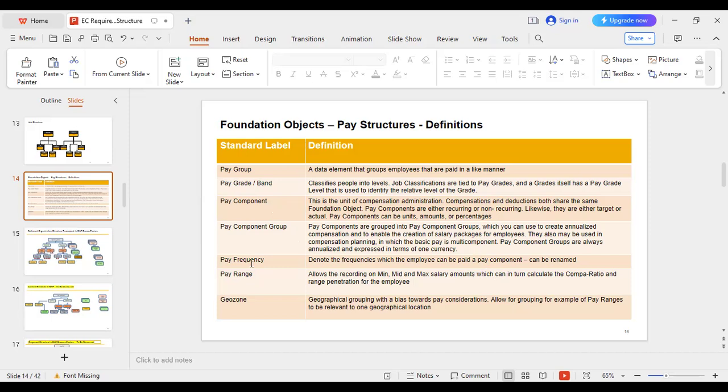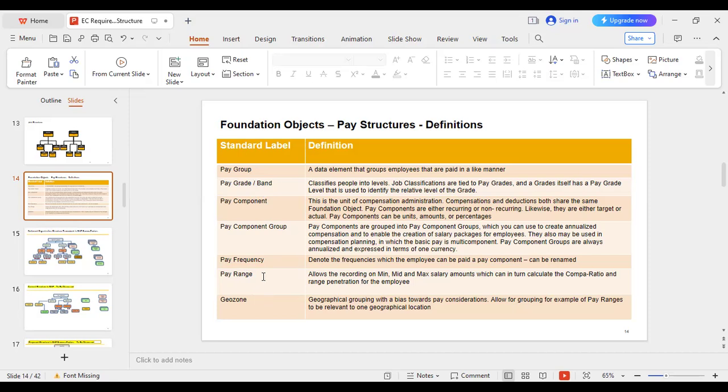Frequency means whether we are giving them pay on a weekly basis or an hourly basis, and what the frequency of these pay components is, and how we are defining these components. These are all interrelated as a structure. Legal entity is associated to this, and in the same way the pay structure is associated one to one.